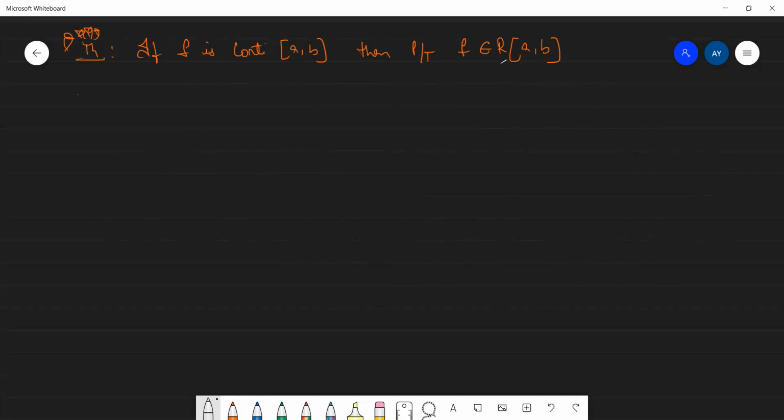So proof: given that f is continuous on the closed interval [a, b], right?